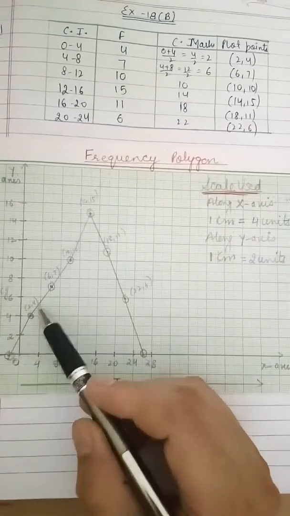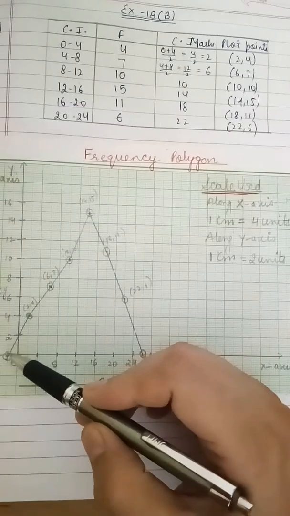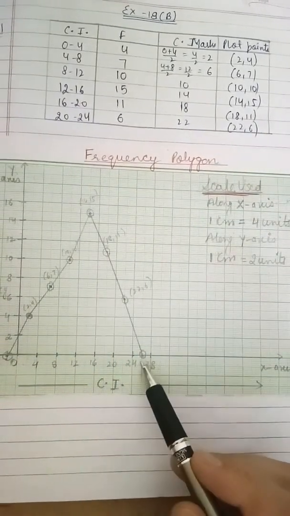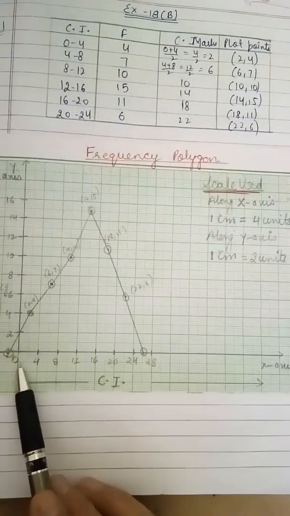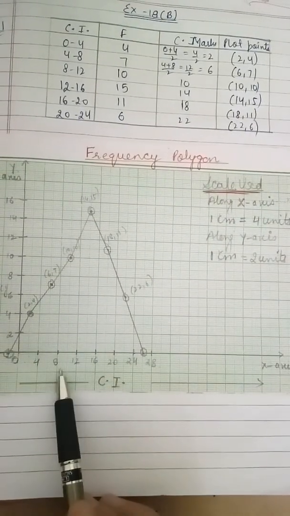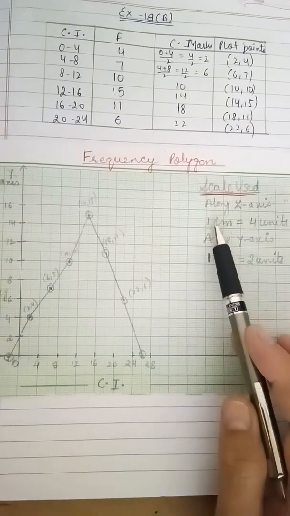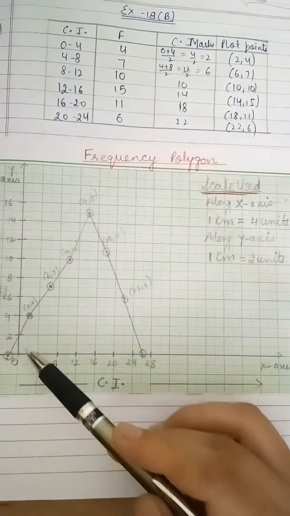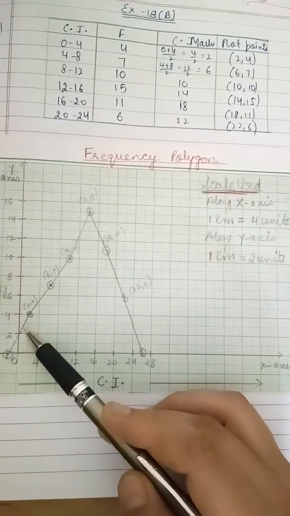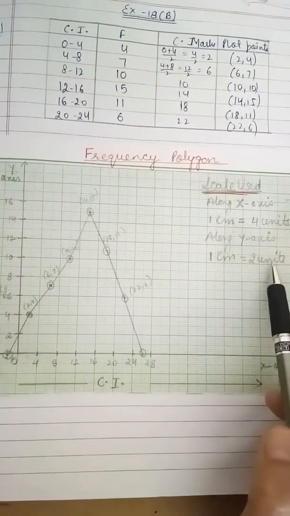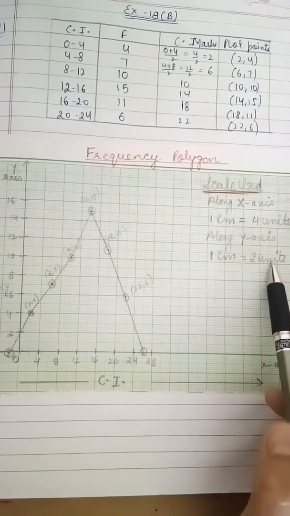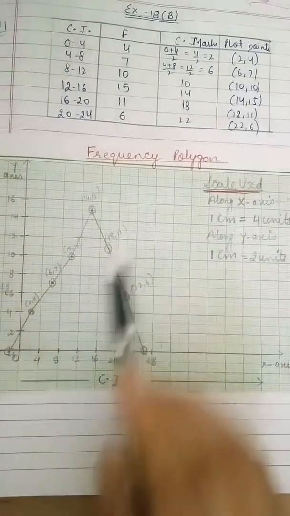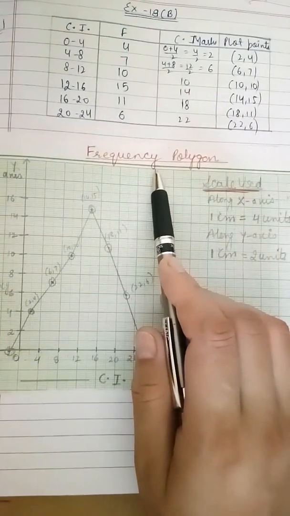Then you will make a circle to mark the points. With the help of a scale you will join all these points. Then you will write the scale. What is the gap along the x-axis? There is a gap of 4, so along the x-axis 1 centimeter is 4 units. And along the y-axis there is a gap of 2, so you can take 1 centimeter equal to 2 units. In the graph you will write all these necessary details. So this is known as a frequency polygon.